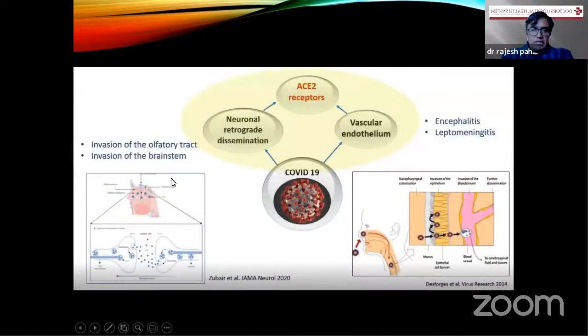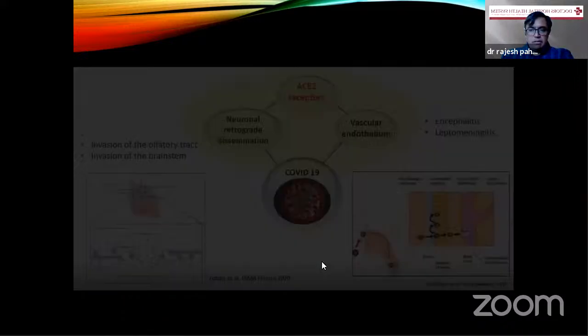So here we can see how the virus can travel across the cribriform plate and then infect the olfactory tract. And here's the diagrammatic representation of how they cross the respiratory epithelium and go into the bloodstream. Then after crossing the blood-brain barrier, it causes encephalitis and leptomeningitis. This was described by Jiwaner et al. in JAMA Neurology.